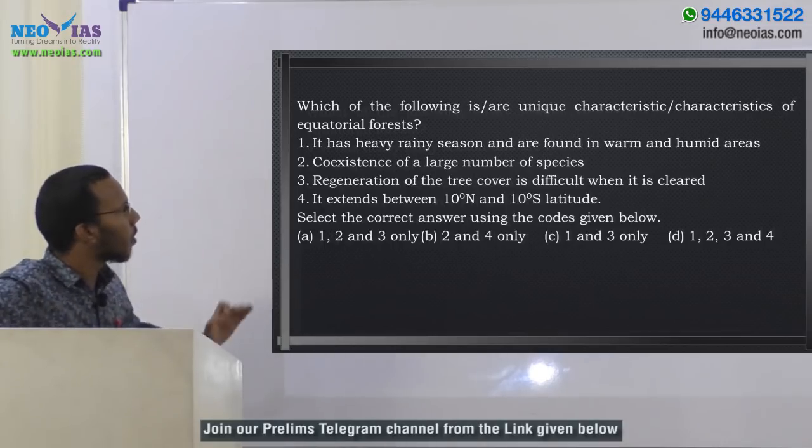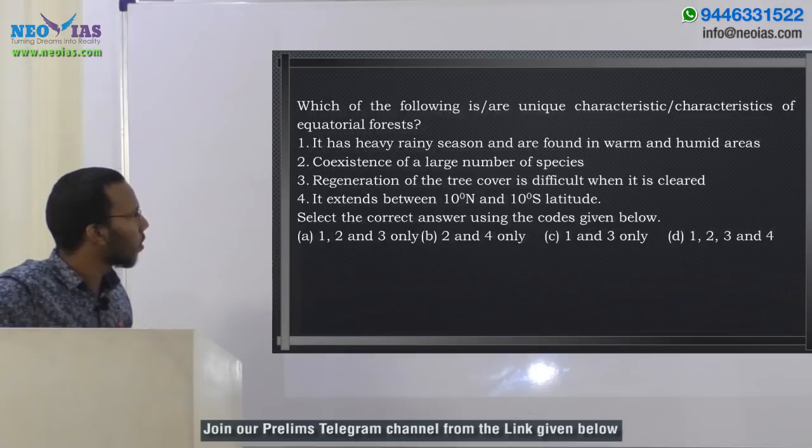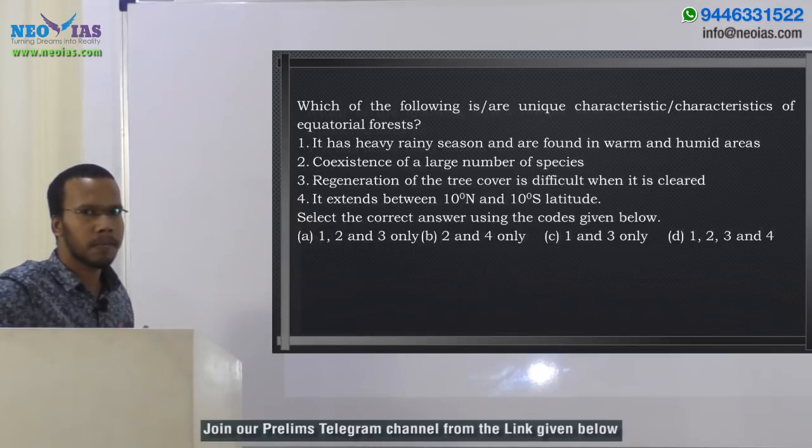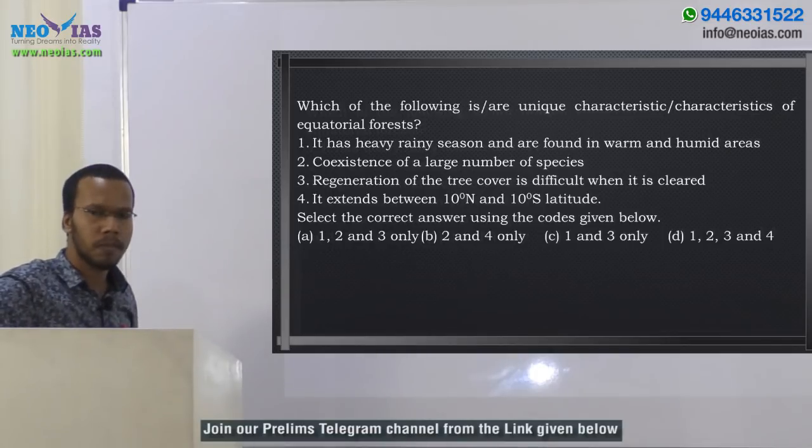Now first statement, it has a heavy rainy season and is found in warm and humid areas. Then second statement, the coexistence of a large number of species. Then third, regeneration of a tree cover is difficult when it is cleared. Then fourth one, it extends between 10 degree north and 10 degree south latitude. So these are the four statements they have given with regard to the equatorial forest.